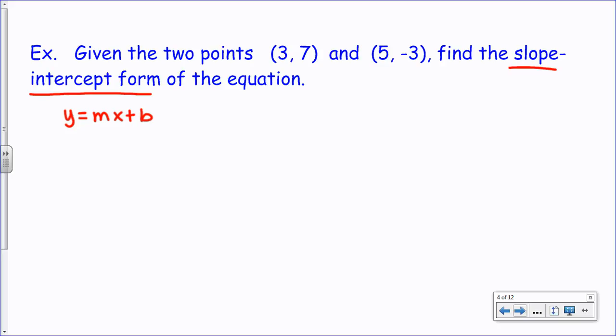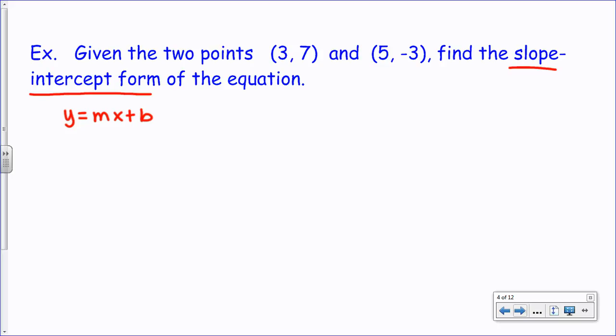Well, I have 2 points. Are either one of those points the y-intercept? No. How would I know if I had the y-intercept? Yeah, the x would be 0. So I don't know b. I can't just use 7 or -3. Neither one of those are the y-intercept. So I don't know b.